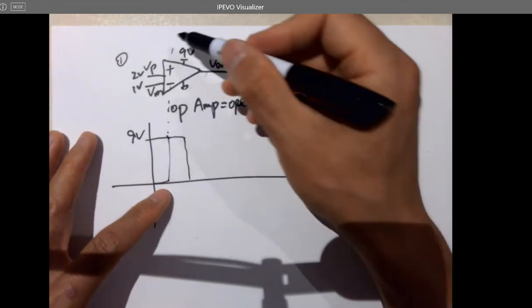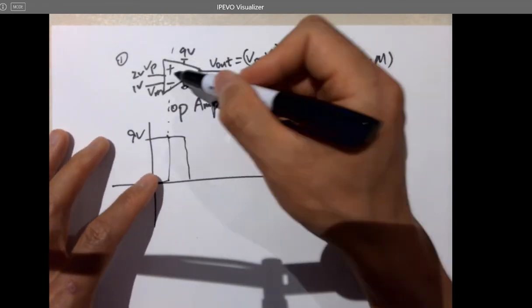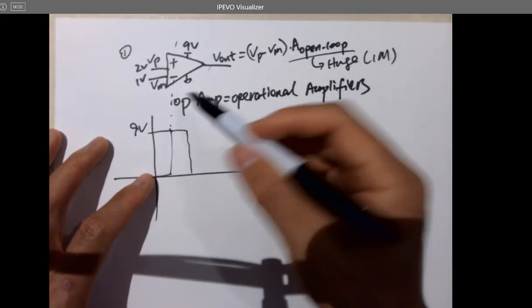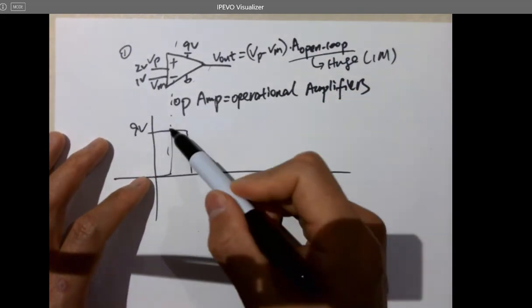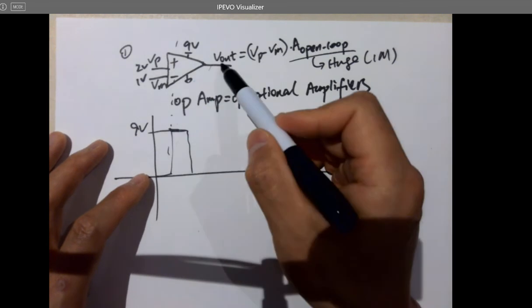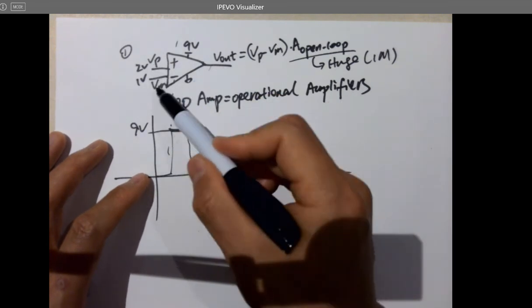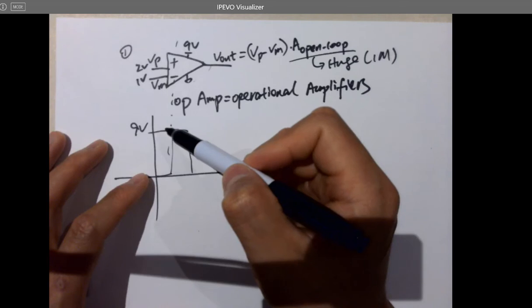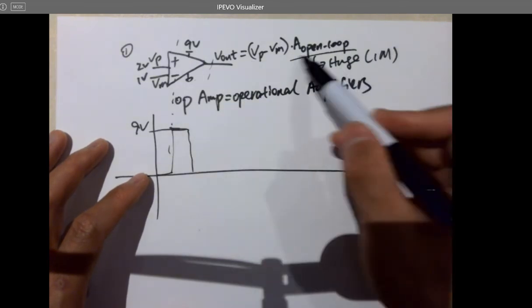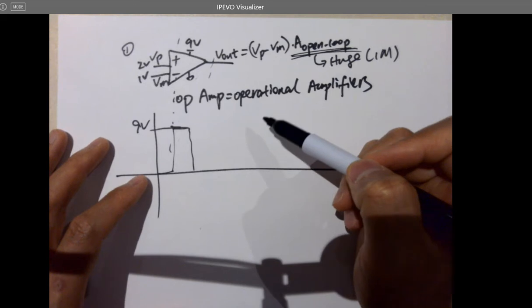If you have a high voltage supply and everything can handle it, it is able to go up to 1 million, but you don't have that. So it's going to saturate and be flat. The result is actually comparing these two inputs. Why? Because if you do not have feedback, it's running in an open loop configuration.